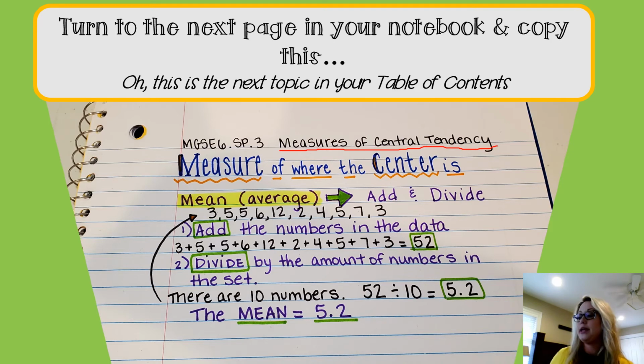Then turn to the page you plan to put it on, pause or stop this, and start copying these notes. Measures of central tendency means the measure of where the center is. The first thing we're writing in our notebook is the mean or average, and I've basically written the last example that I went over with you. So I want you to copy this, and don't put your notebook away, because I have 2 more things to add in there.